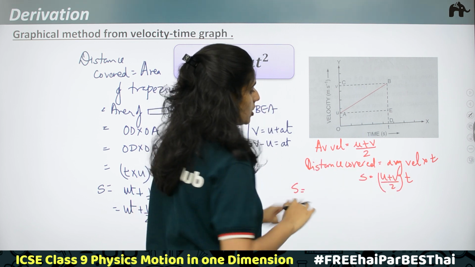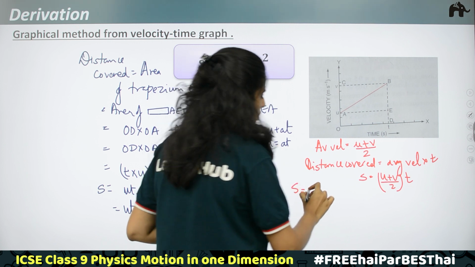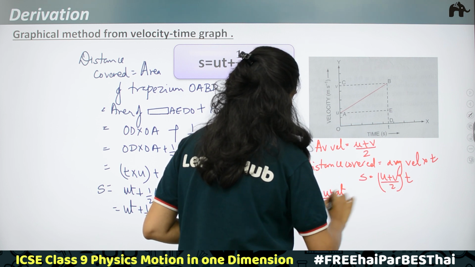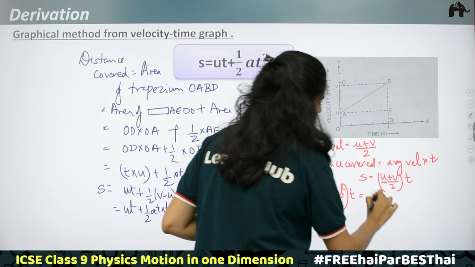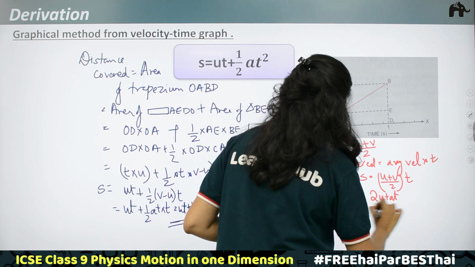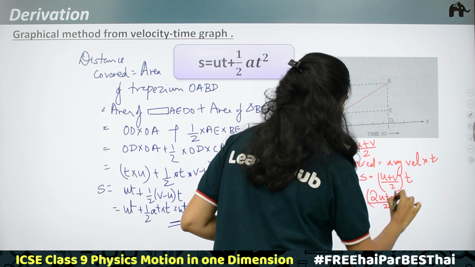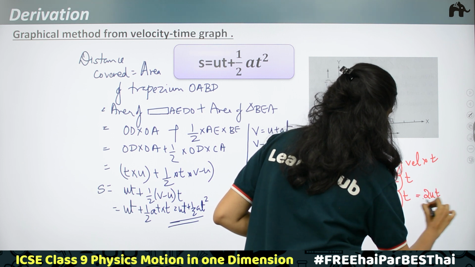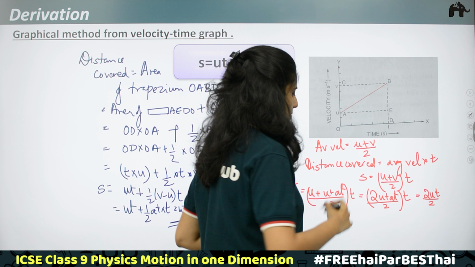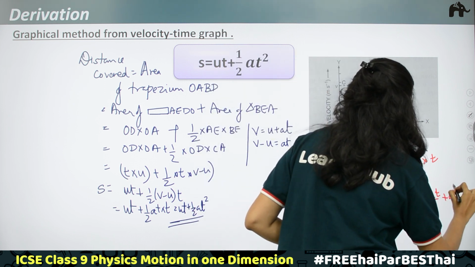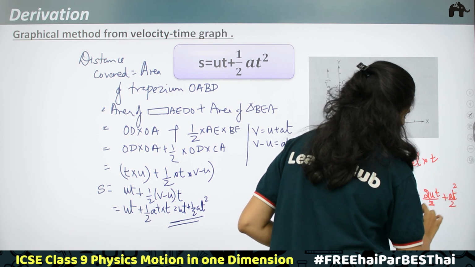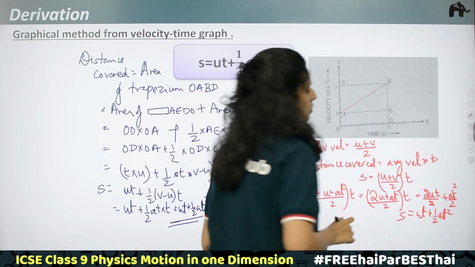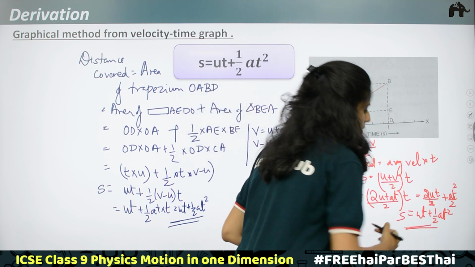From the first equation of motion, we have v = u + at. In place of v, I am substituting (u + at) / 2 into t. u plus u is 2u, plus at, divided by 2, into t. Removing the brackets and multiplying, this becomes 2ut / 2 plus at·t, which is at² / 2. The 2 gets cancelled, then you have ut + ½at². So s = ut + ½at². We have derived the second equation of motion directly.